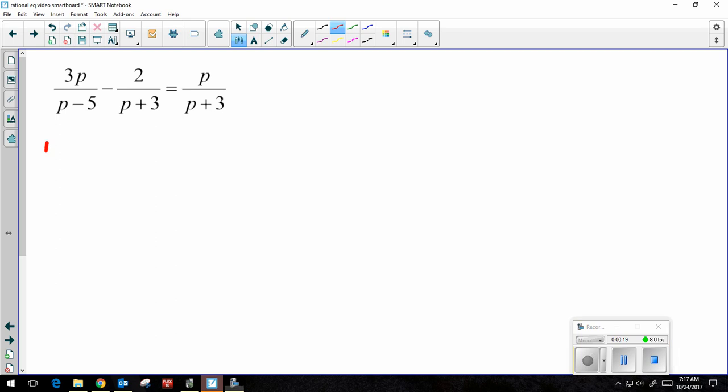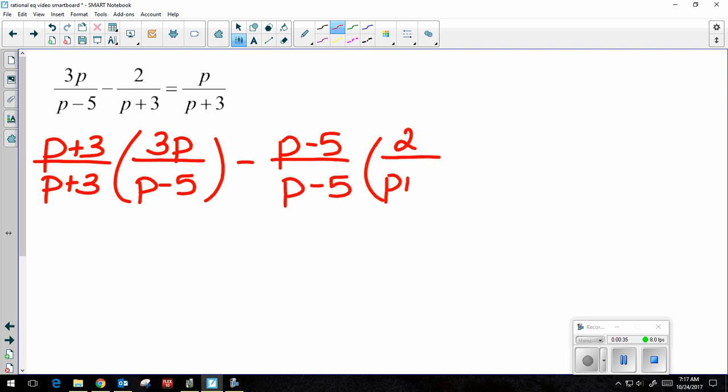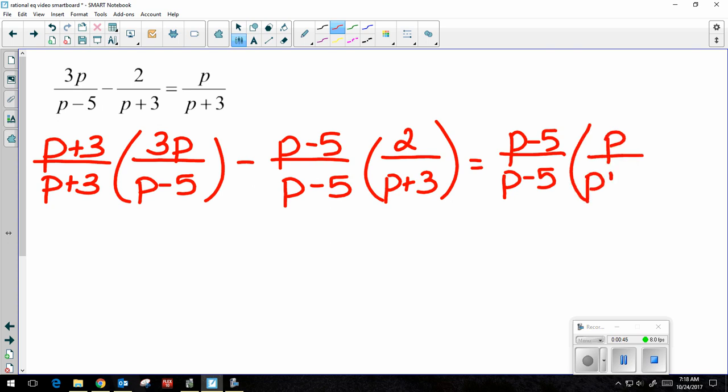So my first fraction is missing p plus 3. So I'm going to multiply top and bottom by that. My second fraction is missing p minus 5. So I'm going to multiply top and bottom by that. And my last fraction is also missing p minus 5. So I'm going to multiply top and bottom by that.